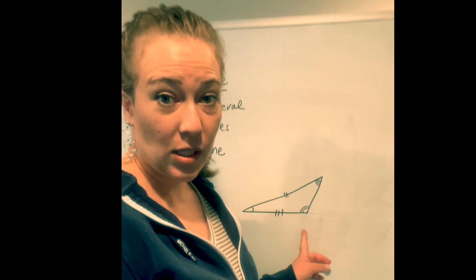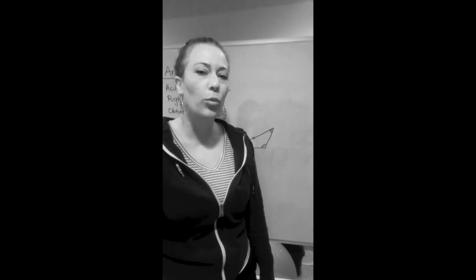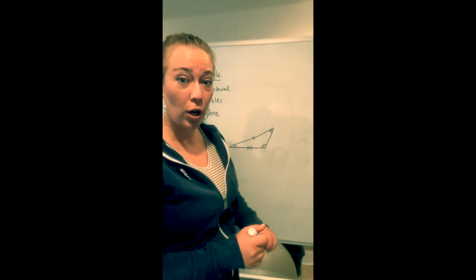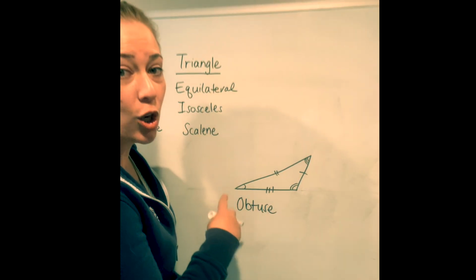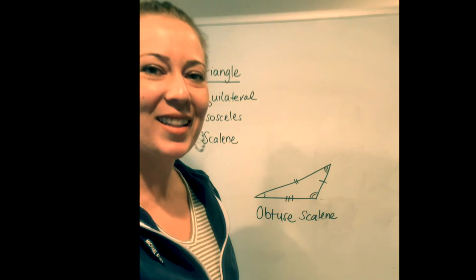Now let's take a look at this one. We have two acute angles, but one obtuse. Remember, if even one is obtuse, the whole thing is obtuse. You got that? So we know this is an obtuse triangle. And now let's look at the sides. They're all different. So that is scalene. So this is an obtuse scalene triangle.